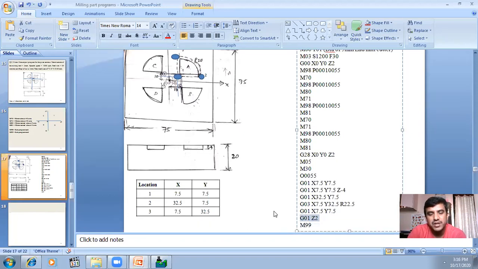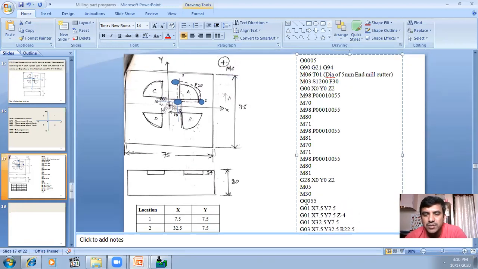Once you remove the depth, then we already called the subprogram in the main program, right? Then you cancel the subprogram by giving M99. Now how does the machine process this? First the machine will read the first line, second line, third line, fourth line, fifth line.